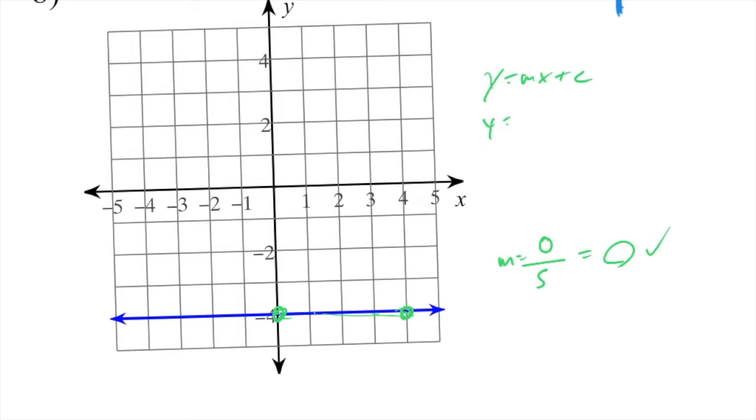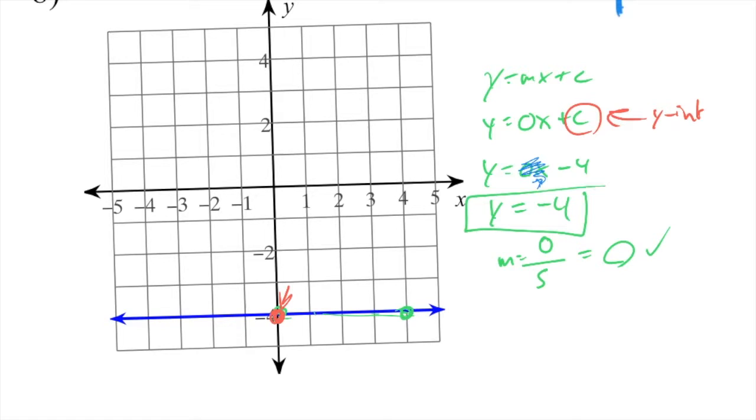So this would look like y equals 0x plus c, and this intercept here, the y-intercept, is where the line crosses the y-axis, which is right here, so at -4. So this equation would look like y equals 0x minus 4, and since whatever we put in there for x, 0 times that is going to be 0, we end up with y equals -4 as an equation.